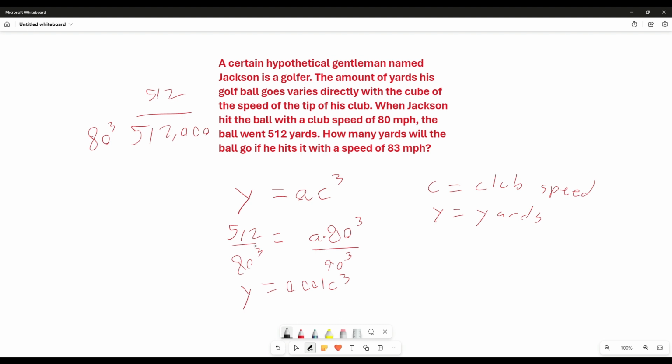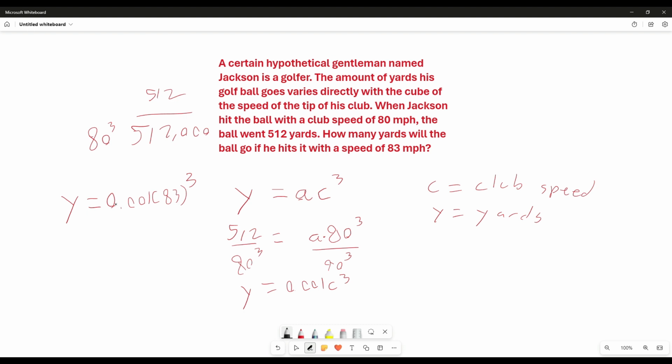So now we have this equation, so we can apply it to this part of the problem. How many yards will the ball go if he hits it with a speed of 83 miles per hour? So we just plug in the things to the equation again. We're trying to find how many yards, y, equals what we just figured out A is, 0.001, times 83, which is what we're given as the speed of his club, and then we know that n is 3 because it varies directly with the cube. So now all we have to do is solve for y.